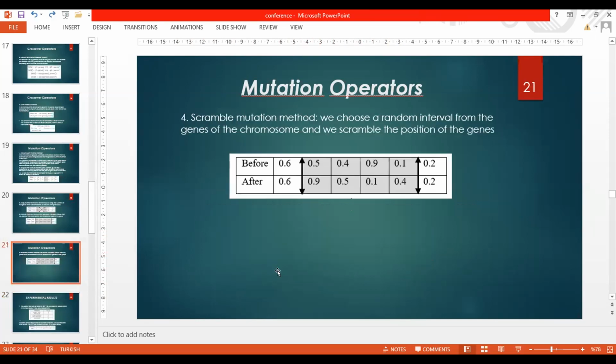Last one, scramble mutation method. We choose a random interval from the genes of the chromosome, and we scramble the position of the genes.